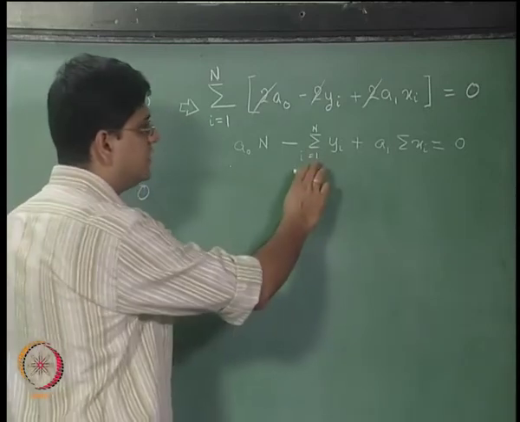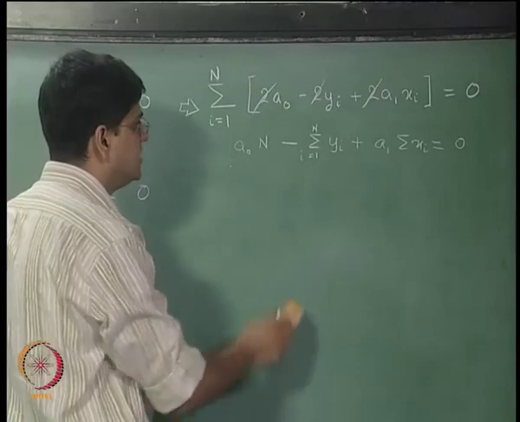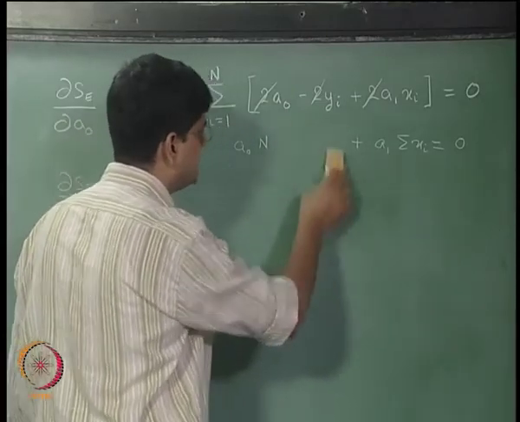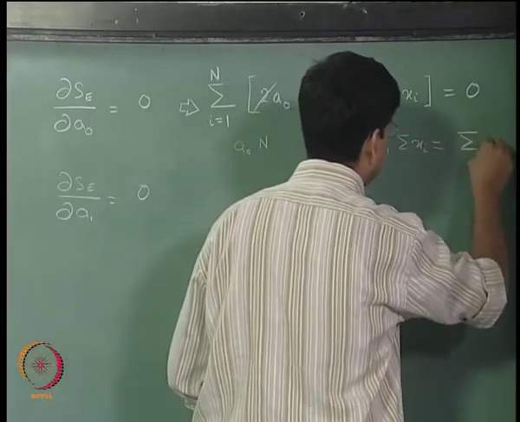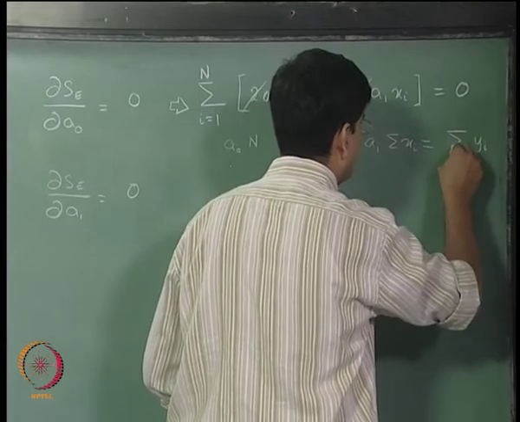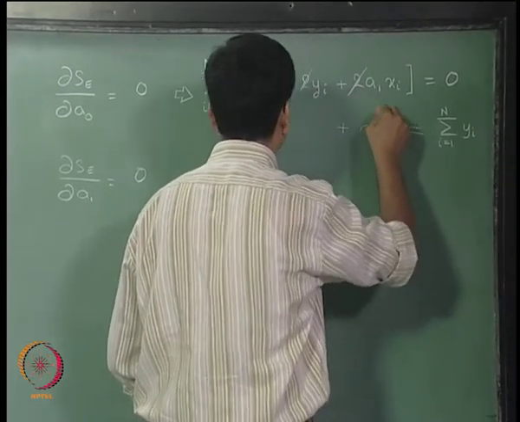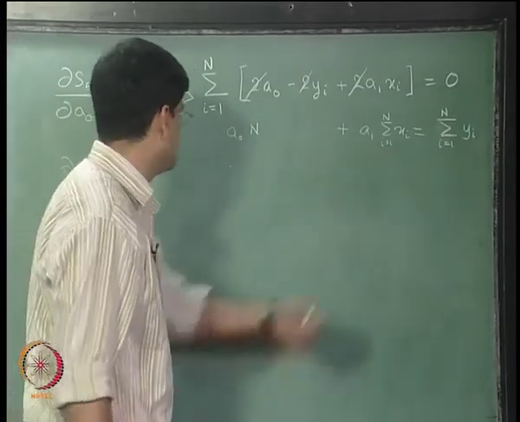What we will do is take summation yi onto the other side and retain the terms in a0 and a1 on the left hand side. So we take summation yi onto the other side, and we are summing over from i equal to 1 to n. So this is going to be our first equation.